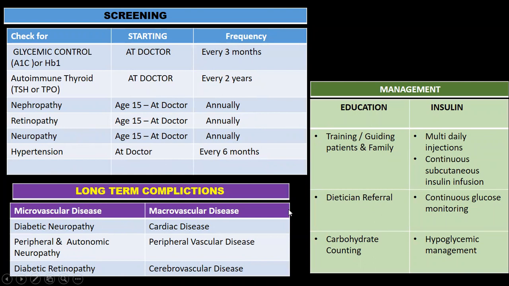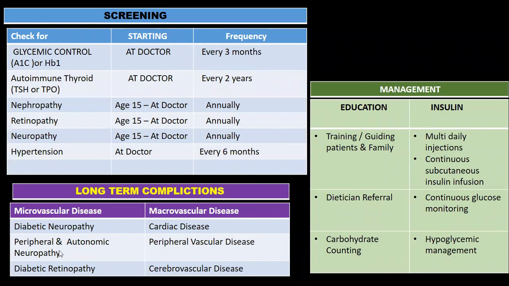Then, if we talk about long-term complications, we broadly see them in two parts, microvascular and macrovascular. Microvascular can be diabetic neuropathy, peripheral and autonomic neuropathy, and diabetic retinopathy. Okay. Then coming to the macrovascular diseases. What are the macrovascular?